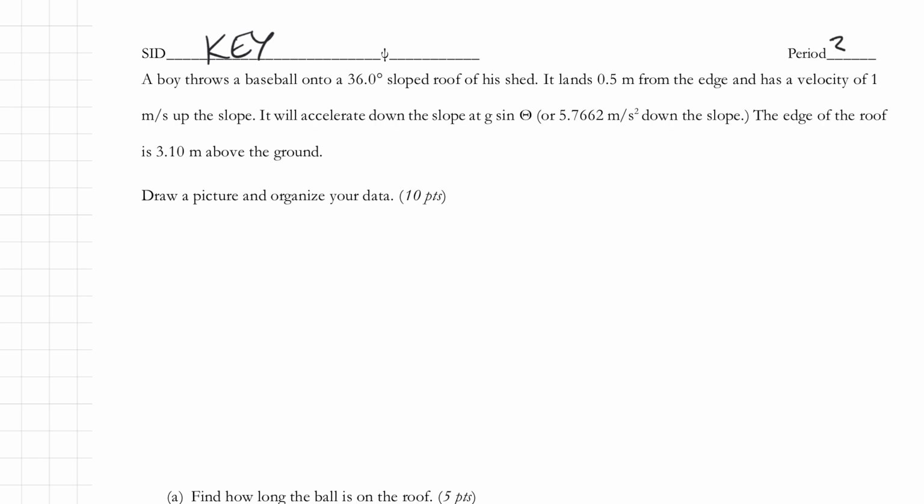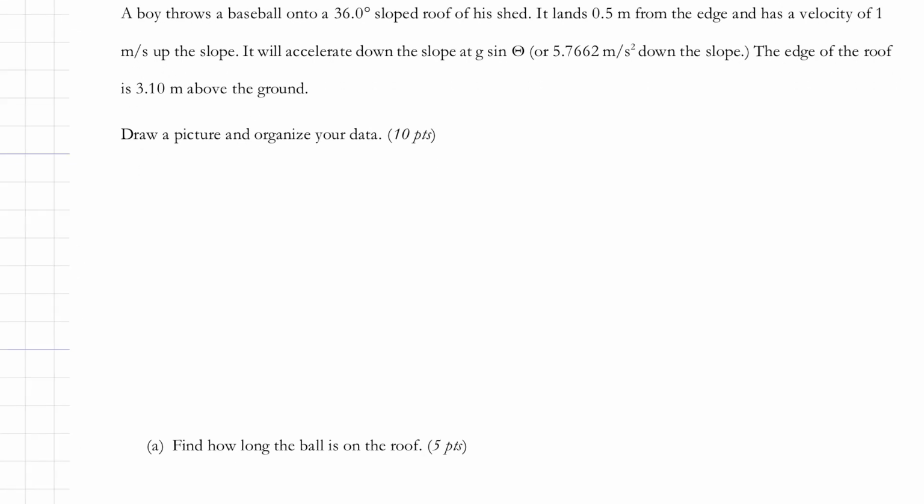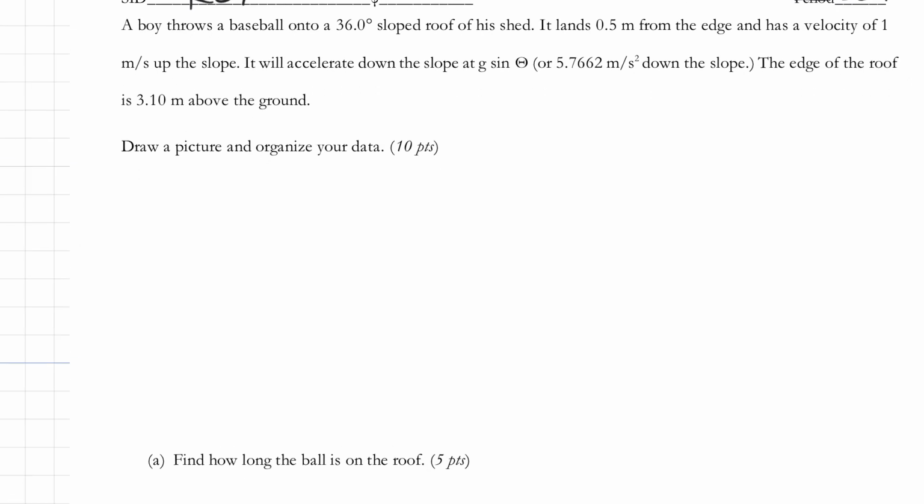Okay, so this is basically slots 3 and 4. I don't know why I write the word period. I should write the word slot. Okay, anyway, a boy throws a basketball on a 30. I think I said we would assume that this one had 3 sig figs and this half had 3 sig figs. Anyway, so a boy throws a basketball on a 36 degrees sloped roof.